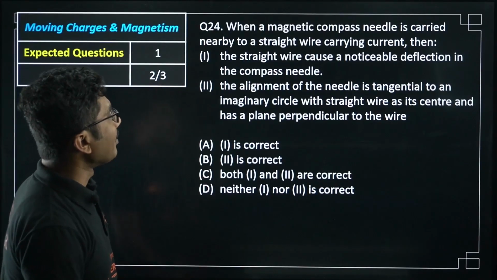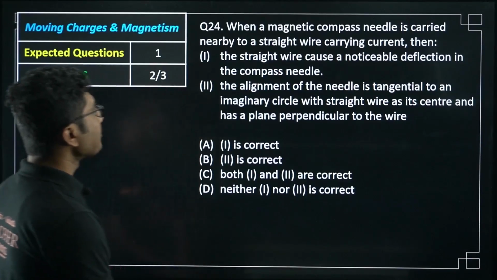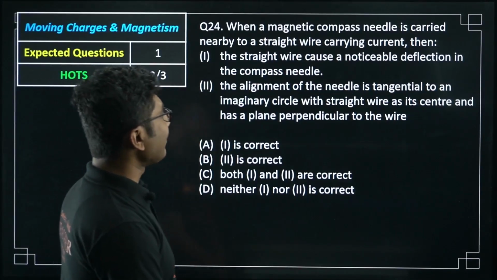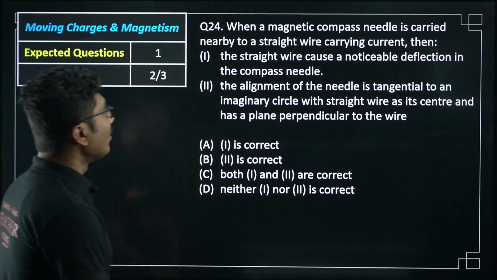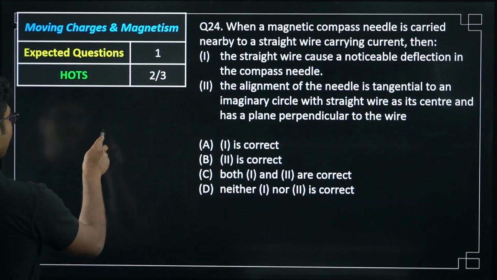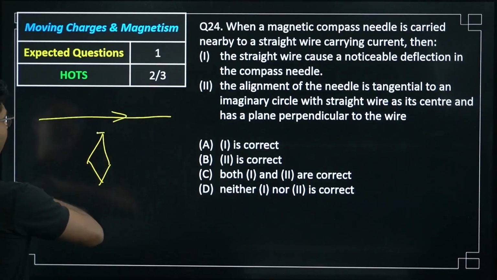When a magnetic compass needle is carried near a straight wire carrying current, then the straight wire causes a noticeable deflection in the compass needle. So when you carry a compass needle near a straight current carrying wire, it tends to deflect, right?